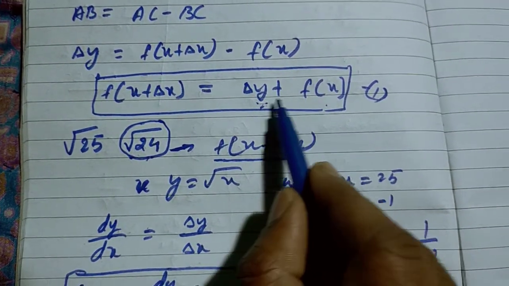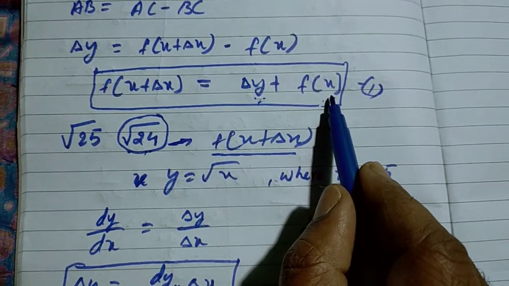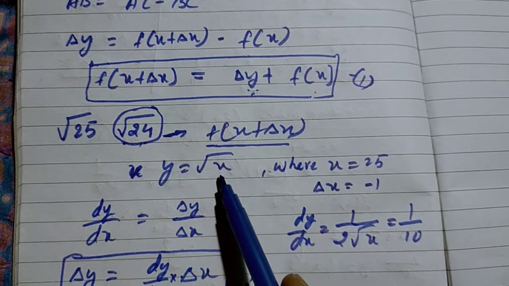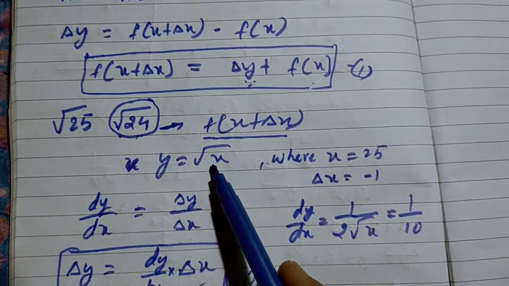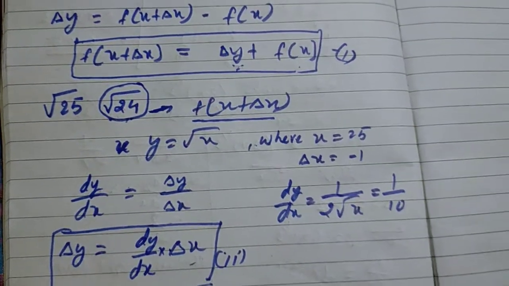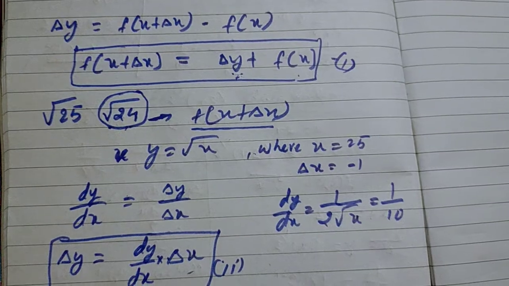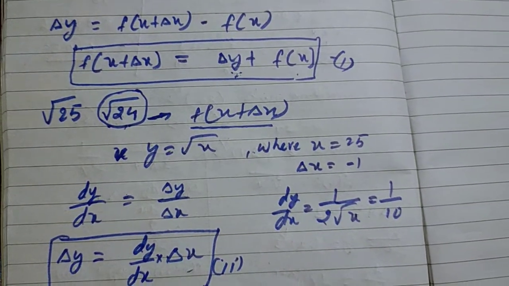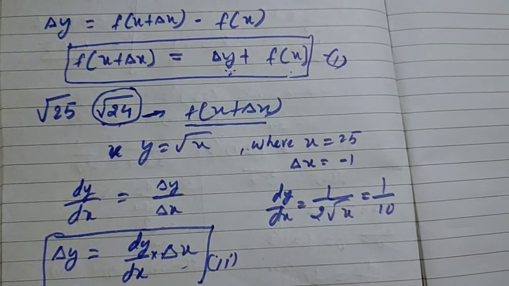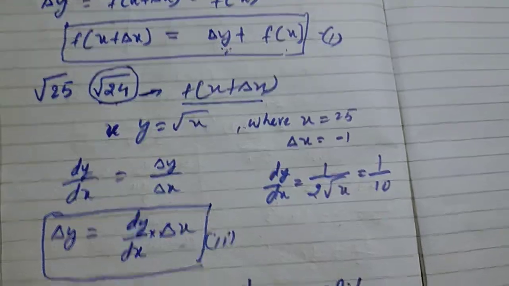Now we got the delta y value. Now f of x value we have to find. F of x value, x we know, x is 25, so f of x is what? F of x is 5 only. Therefore f of 24 is equal to delta y plus f of x.